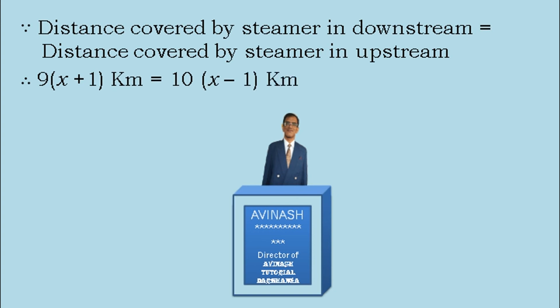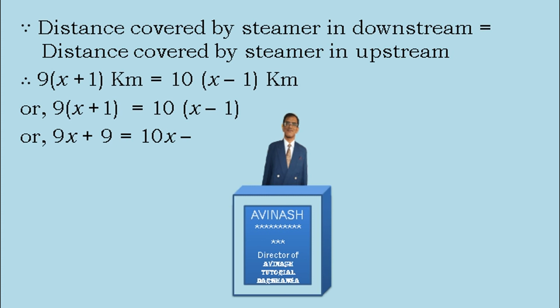Here we have seen that the distance covered by the steamer in downstream was 9(x plus 1) kilometer and the distance covered in upstream was 10(x minus 1) kilometer. Further solving, we get 9 into (x plus 1) is equal to 10 into (x minus 1). On multiplying 9 with x, we get 9x, and 9 into 1 is 9. Similarly, on multiplying 10 with x, we get 10x, and 10 into minus 1 is minus 10.